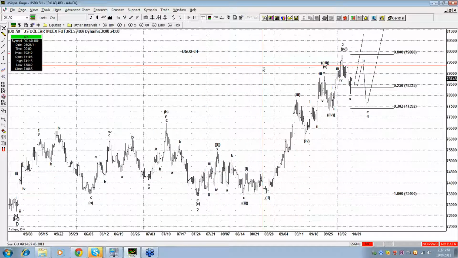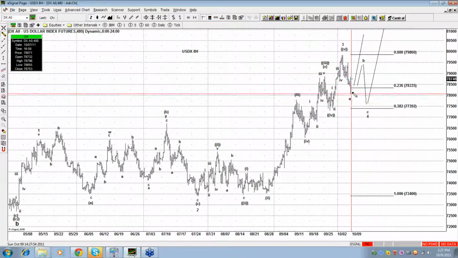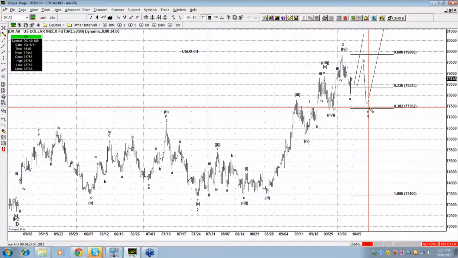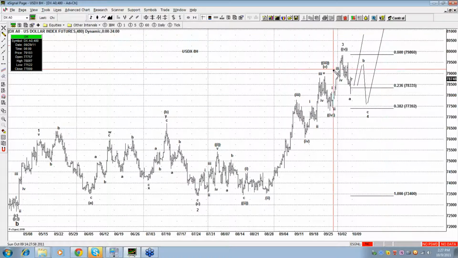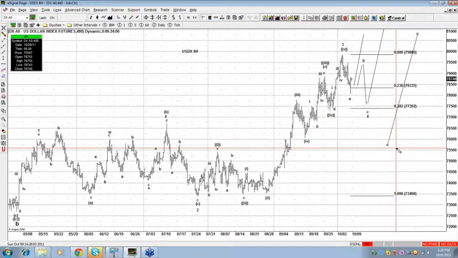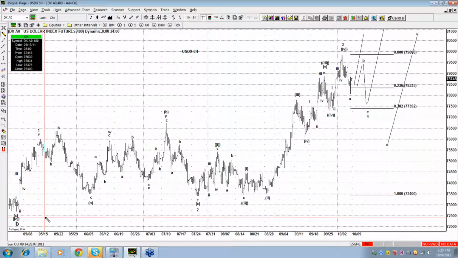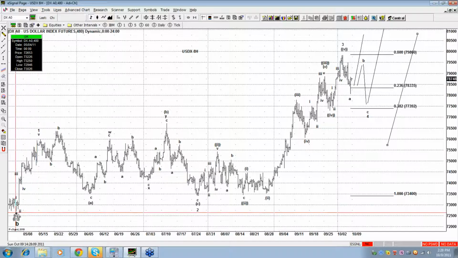So now comes the question. Either 3 scenarios in the dollar. From here, new high, 3 waves, 77.39, new high. Or from here, new high. There is no other one. The dollar has a 99% chance that this is the bottom.